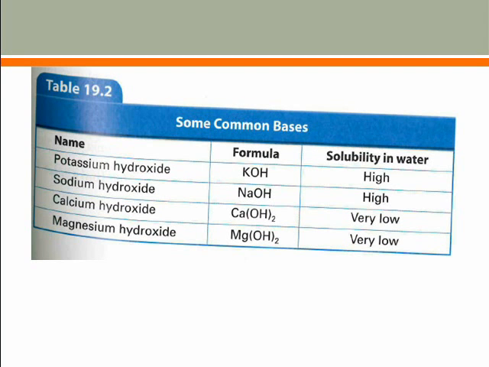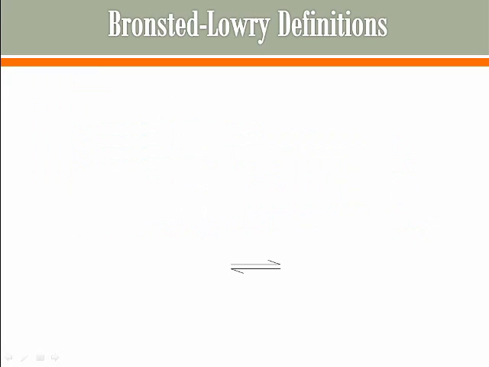Here are some common bases. The first one, potassium hydroxide, has the OH, sodium hydroxide, OH, calcium hydroxide, OH, and magnesium hydroxide, OH. And is it soluble in water? Will it dissolve well in water? Well, the first two are very soluble. They dissolve very well in water. And the other two, not so much. So these, since they have OH, they're Arrhenius bases. That's the classic definition. There's another definition of acids and bases. That's the Bronsted-Lowry definition.